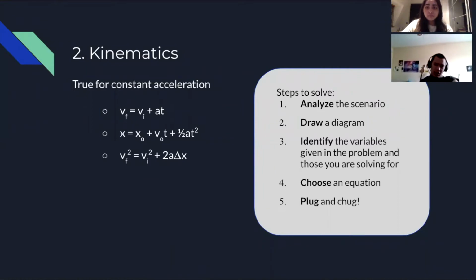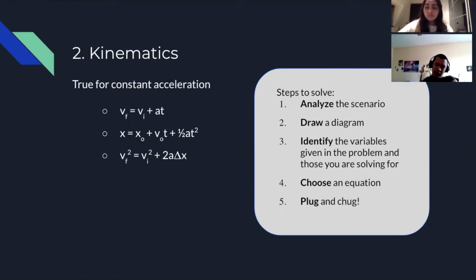The next unit we talked about was kinematics, which is a way of analyzing motion with constant acceleration, where we have three main formulas. The final velocity is equal to the initial velocity plus acceleration times time. The final position is equal to the initial position plus the initial velocity times time plus half of the acceleration times time squared. And the square of the final velocity is equal to the square of the initial velocity plus 2 times the acceleration times the displacement.